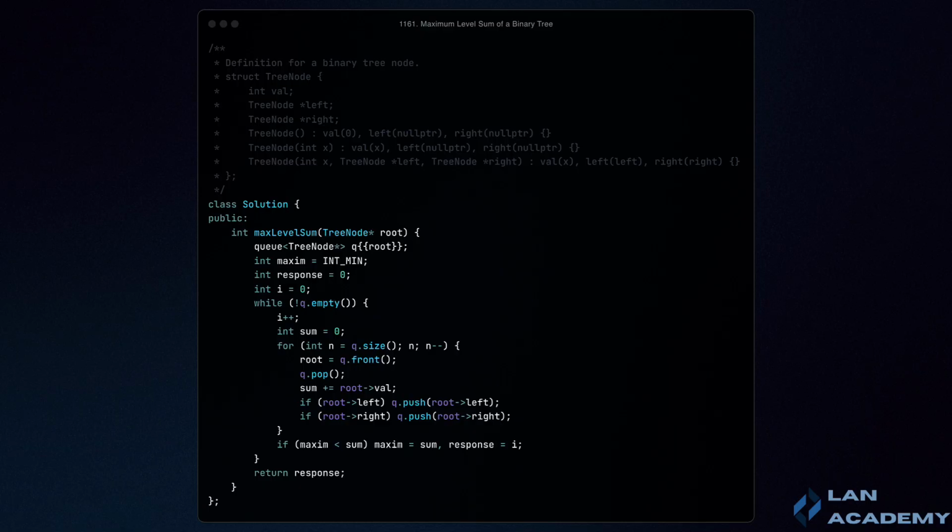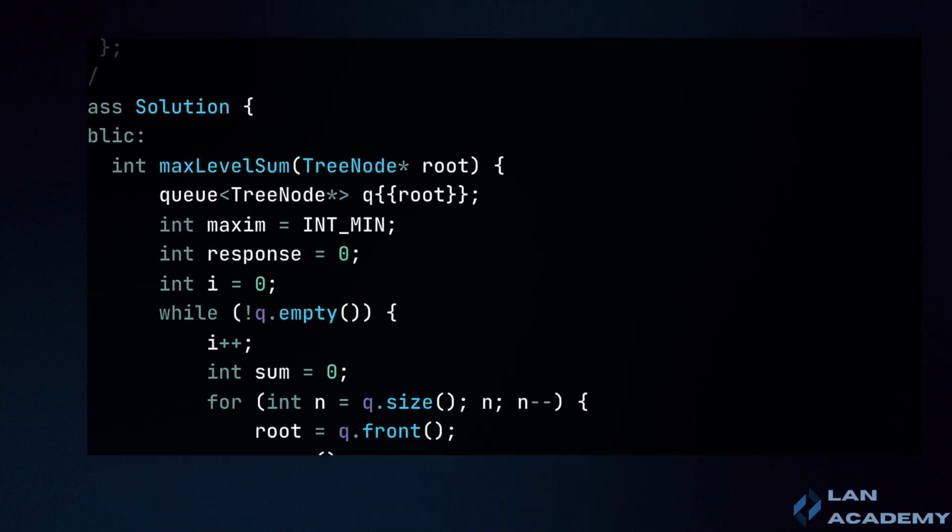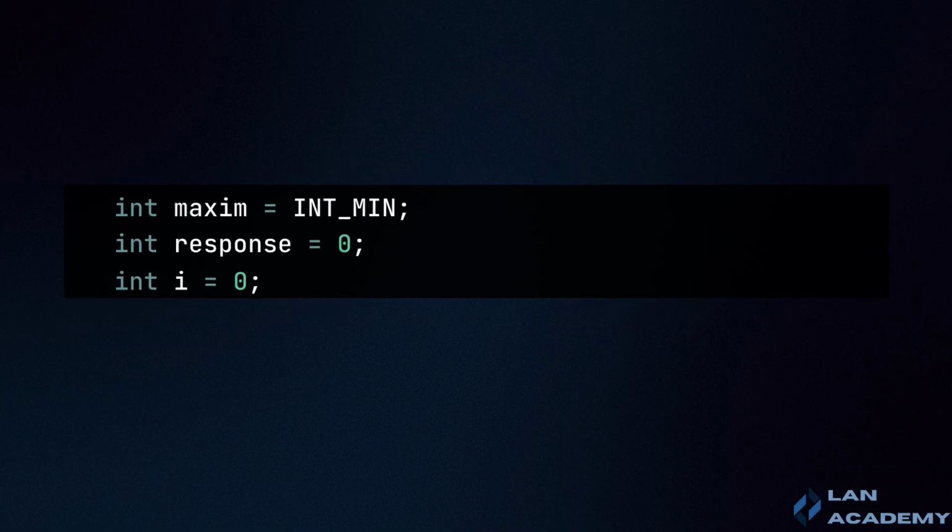To implement this, we will declare a queue to handle the level-by-level traversal of the tree. We will start by adding the root of the tree to the queue. This ensures that the traversal begins at the top of the tree. Additionally, we will need several variables. Max, initialized to a very small number to hold the highest sum encountered so far, response to keep track of the level with the maximum sum, and i to represent the current level.